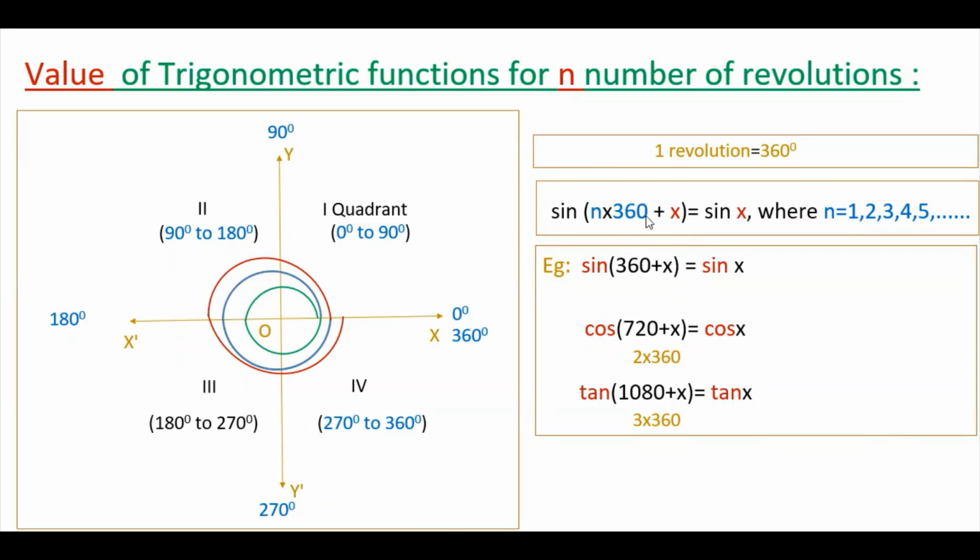So sin of n into 360 plus x is equal to sin x. So here n is equal to 1, 2, 3, 4, 5, etc., the number of revolutions. For example, sin of 360 plus x is equal to sin x. Cos of 720 plus x is equal to cos x, because here 720 is 2 into 360. Similarly, tan of 1080 plus x, which is 3 into 360, is tan x. Here I have given only for sin. You can write the same thing for all trigonometric functions.